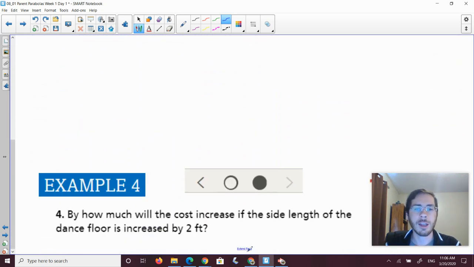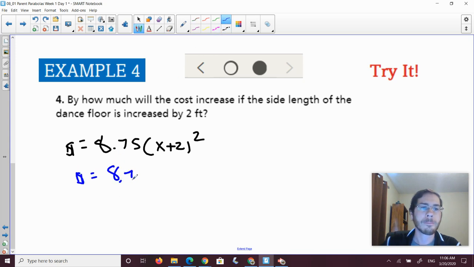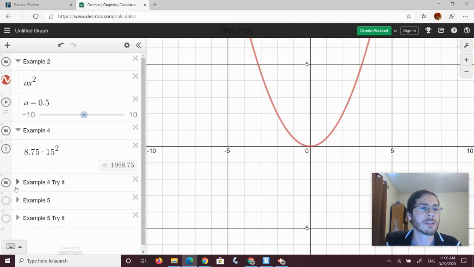For the try it, kind of a similar problem, but we want to increase the length of the dance floor by 2 feet. So this is where that advantage is, where I made the equation, because I know the money is still just going to be $8.75 times x plus 2 now. So x was still 15, so we could still plug the 15 in for the x. And again, I don't need to put 17. I can if I want, because I know 15 plus 2 is 17. But if I want, I can just throw it right into Desmos.